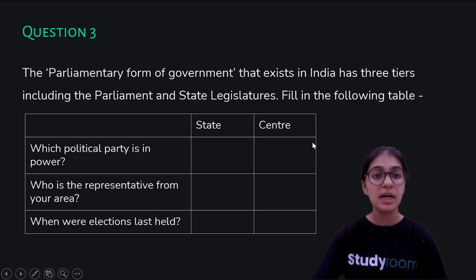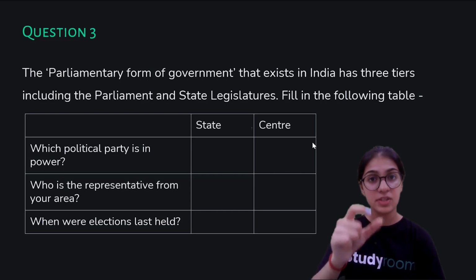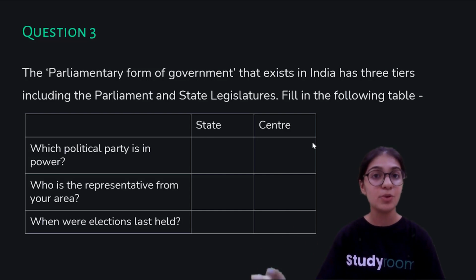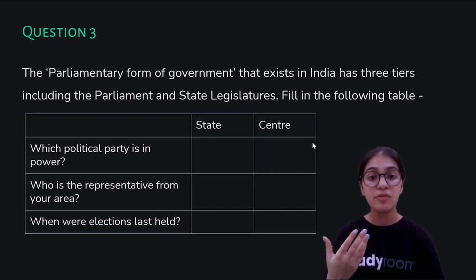Question 3. The parliamentary form of government that exists in India has 3 tiers, including the parliament and the state legislatures. Fill in the following table. Which political party is in power? So first we have to answer for the state and then the center. For the center, we know it's the same for all of us, that is Bharatiya Janata Party. For the state, it could be different.